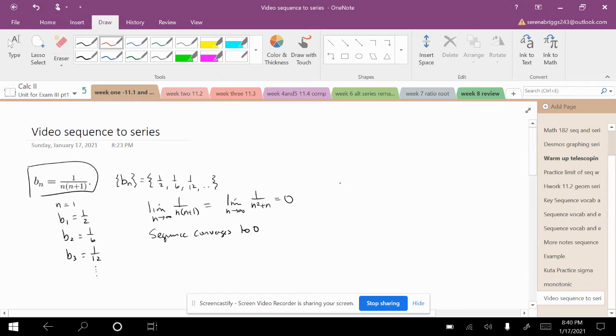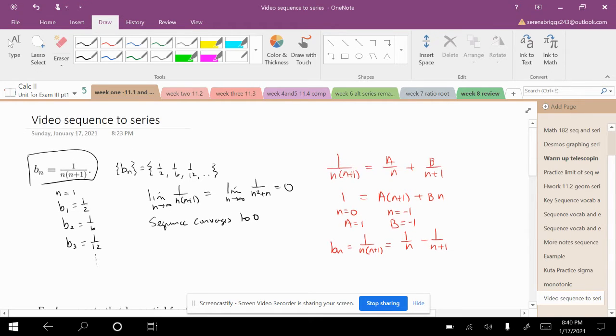What's interesting about the sequence, 1 over n times n plus 1, is it can be decomposed into partial fractions. Using our skills from partial fractions, we would get, when we let n equal 0, a is equal to 1. And when we let n equal -1, we will get b is equal to -1. So another formula for this sequence, besides 1 over n times n plus 1, is 1 over n minus 1 over n plus 1. And that's an interesting formula.